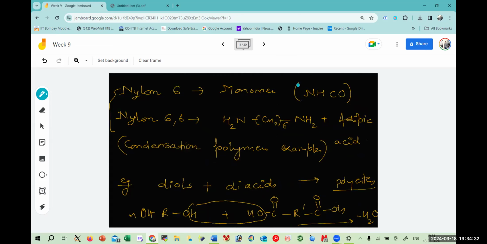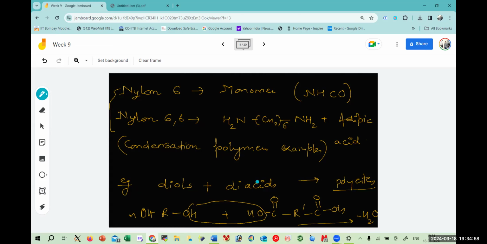Similarly, these are the examples we consider for condensation, the nylon that we already know. Nylon 6 comes from caprolactam, and nylon 6,6 is the combination of two different monomers. You can go back and read the textbooks mentioned in the lectures by the professor, and you will get to know different examples which undergo condensation. And I was talking about polyamides.